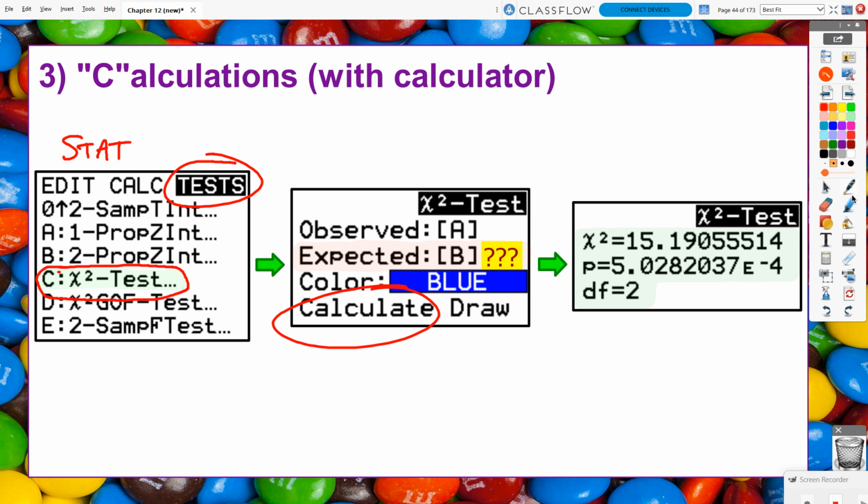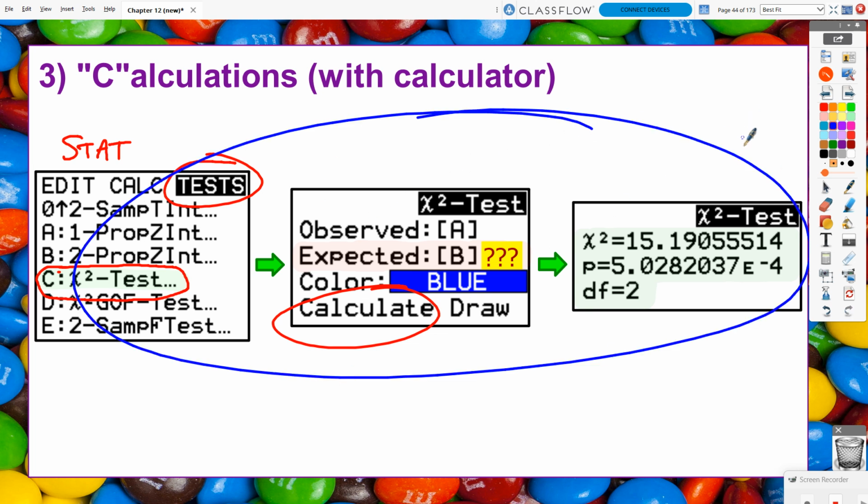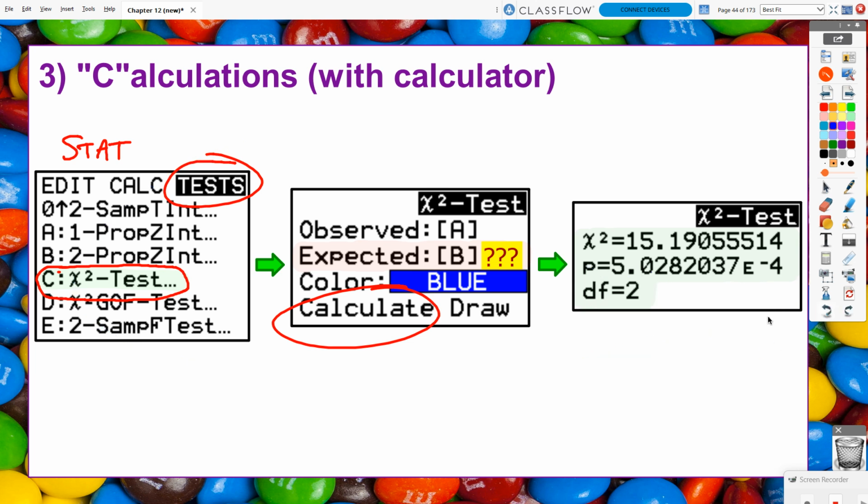Now, it would be a really good multiple choice question if I gave you a test of homogeneity problem and asked, how many degrees of freedom would there be in this problem? It's going to be really easy for you just to go, oh, that's just rows minus 1 times columns minus 1. And in this problem, that would be 2. Versus if you went and did all of this in your calculator just to see that there were 2 degrees of freedom, you just wasted a lot of time. But it is a strategy.